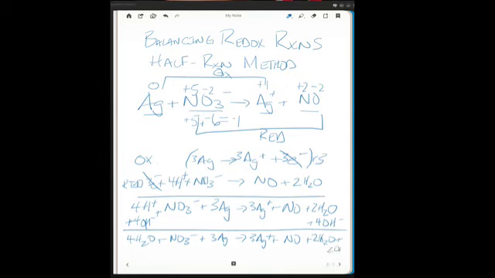Now you notice that we have waters on each side. The same species on each side will cancel out. So now those waters will go away and we'll only have 2 waters on the left-hand side. And the final equation, all the way down here: 2 H2O plus nitrate plus 3 silver atoms yields 3 silver ions plus nitrogen monoxide plus 4 hydroxides. And that's how you would balance it in a basic media.